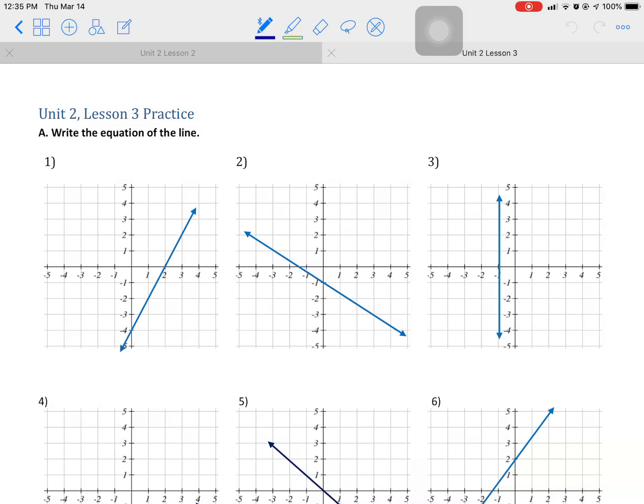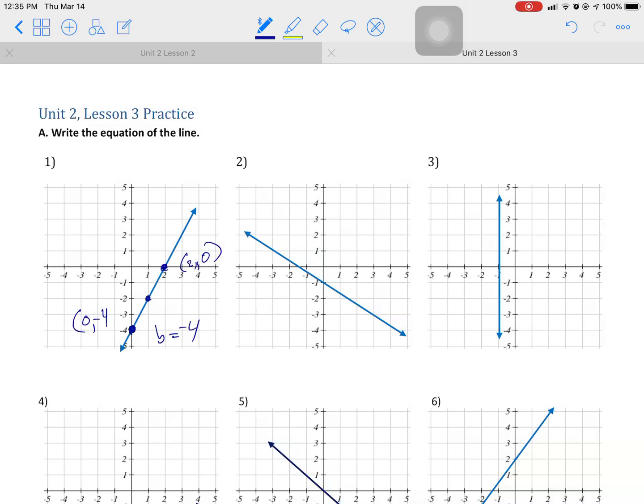We should always find the y-intercept first. There it is right there. There's my B. The ordered pair there is (0, -4), which means B is -4. Now, where is another point on the line? There's one there, there's one there. It doesn't matter which one I use. What's that one? That is (2, 0).